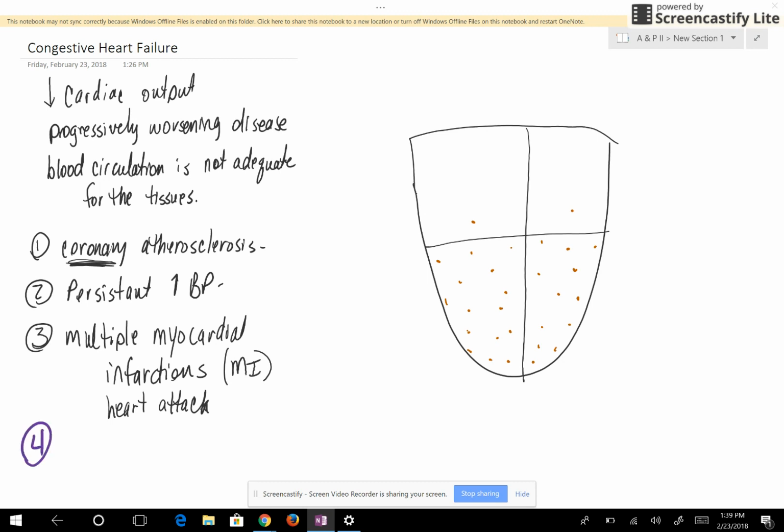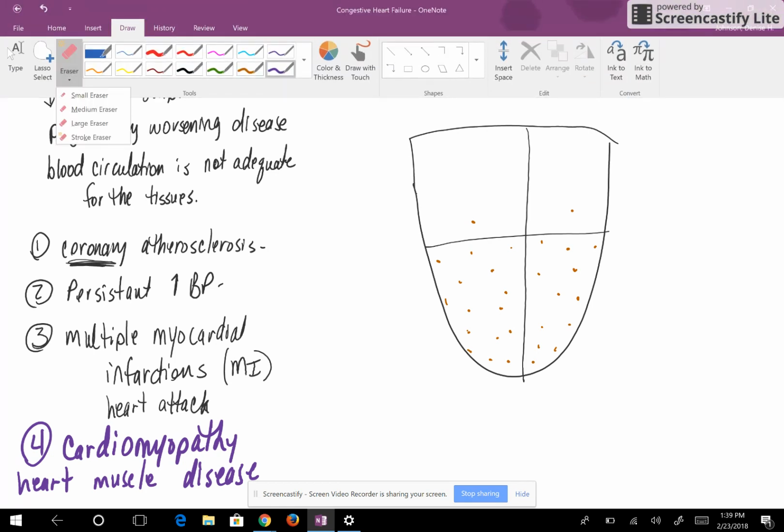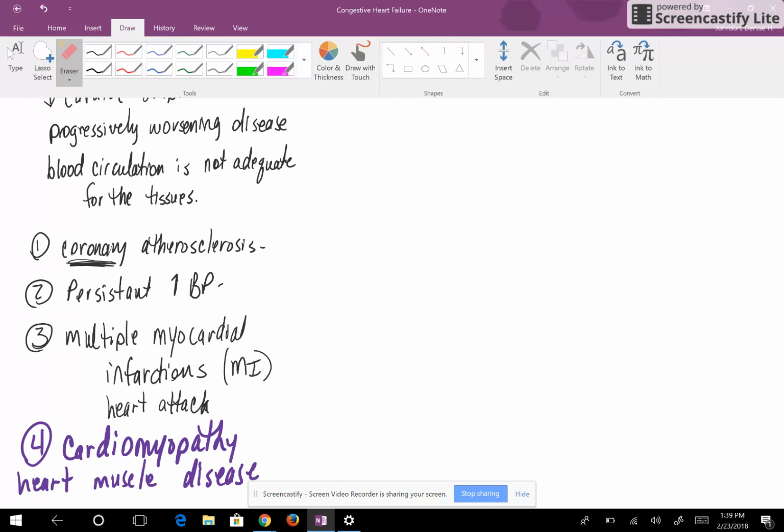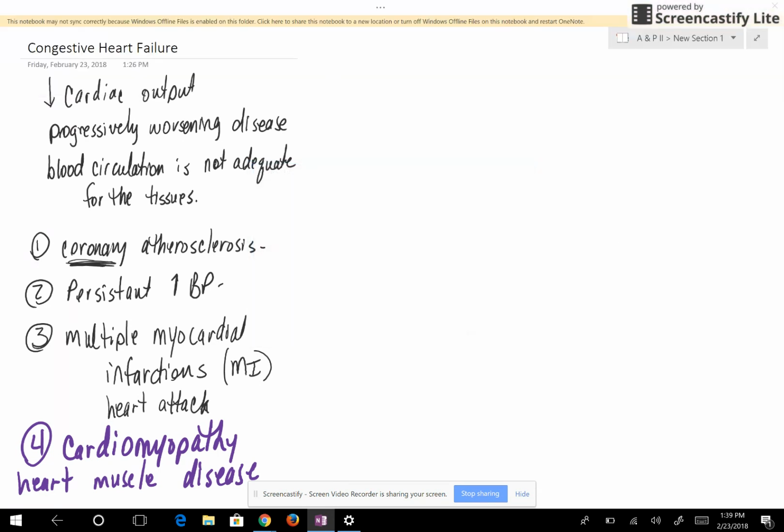Number 4 is cardiomyopathy. Pathy means disease. Myo means muscle. Cardio means heart. So this is going to be a disease of the heart muscle. In cardiomyopathy, the myocardial cells are going to be weakened, and the result of that is the ventricles stretch, but they do not recoil.